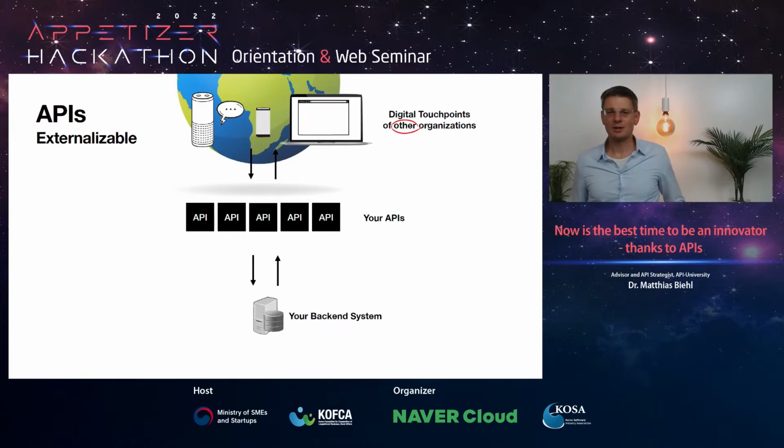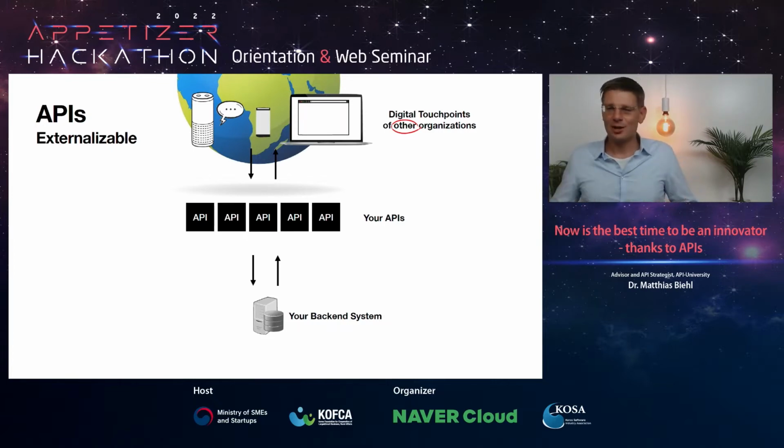Another property of APIs is that they are externalizable. With this, I mean you create an API maybe for yourself inside your company so that you can use it in your application, but you can externalize it and open it up and make it available to the whole world for usage. And, you know, maybe good things will happen. Other people can innovate with the APIs you create, and you can also use APIs of other people.